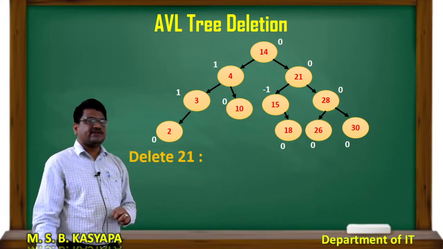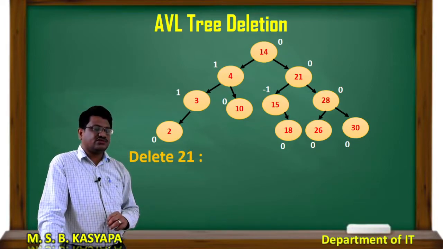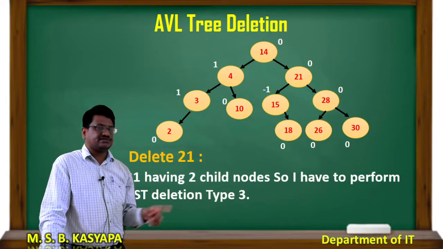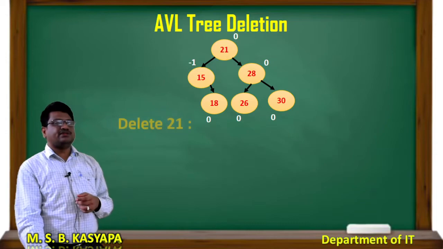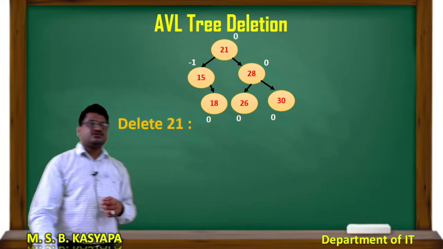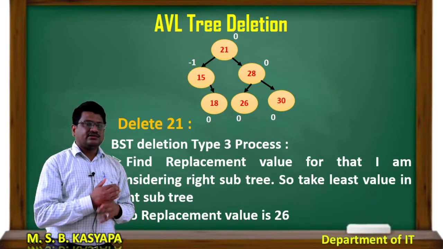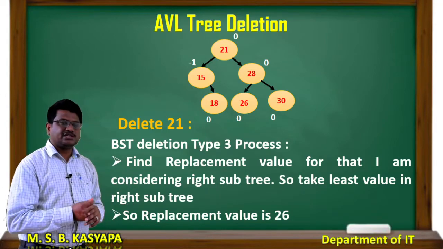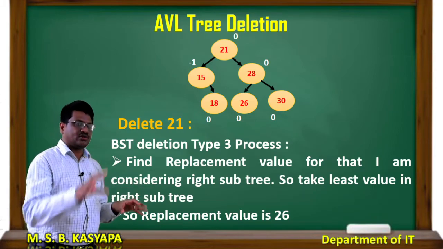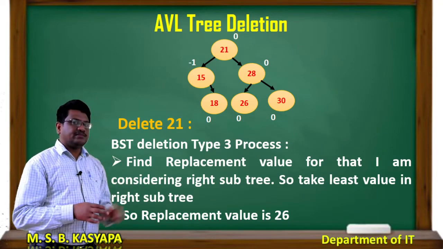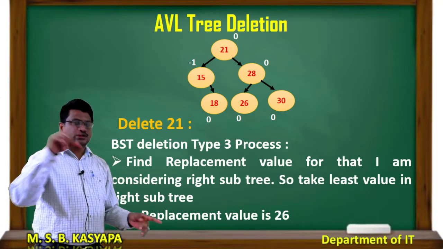Now from this I want to delete 21. So if you see, 21 has a left child and a right child. So it means type 3. In type 3, what do I have to do? First I have to find out the replacement value. How to find the replacement value? The replacement value I can find on the left side or right side. On the left side means the greatest value, on the right side means the lowest value.